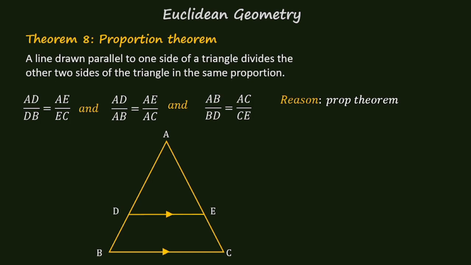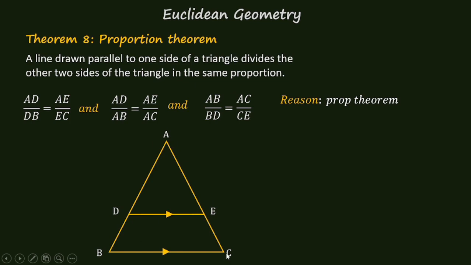So let's start with the proportion theorem. The proportion theorem says a line drawn parallel to one side of a triangle divides the other two sides of the triangle in the same proportion. Here we are given the triangle ABC with the line DE drawn parallel to the third side BC. This theorem tells us that DE divides the other two sides, which is AB and AC, in the same proportion.